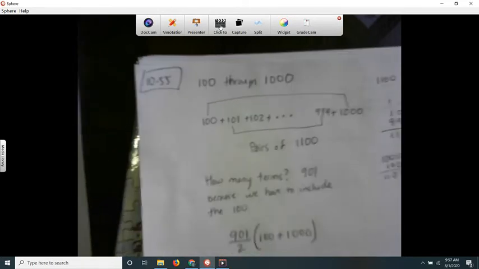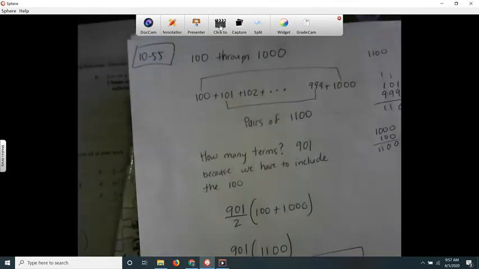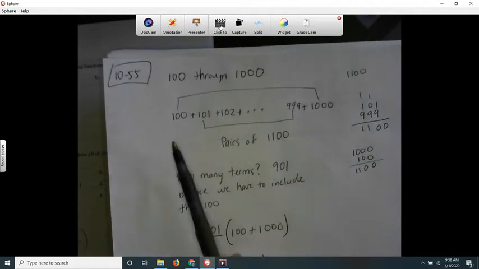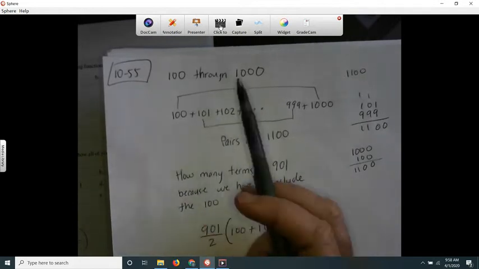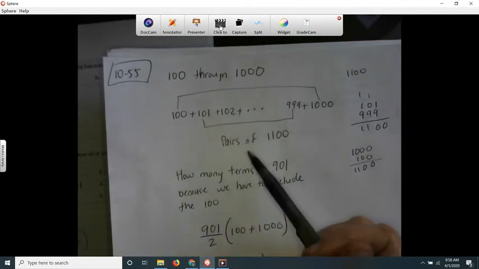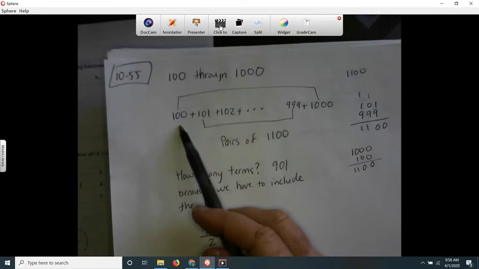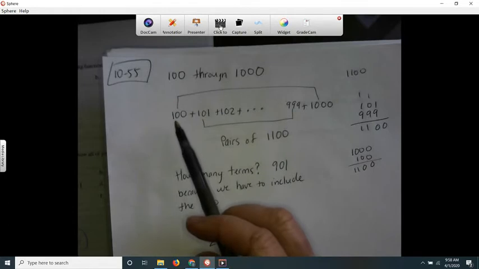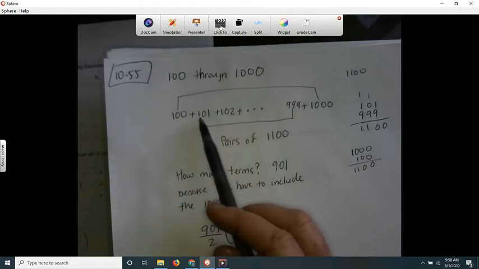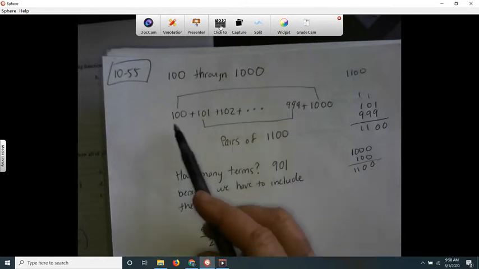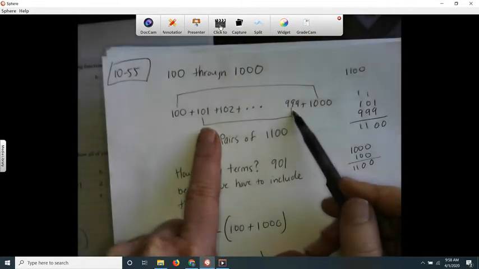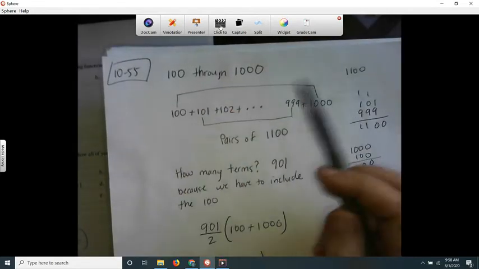So I wrote it down here. What I like to do is, I know that if it's going up by 1, like if we're counting 1 through 1,000 or 100 through 1,000, if I list them, it'd be 100, 101, 102, 103, and so on. So this would be the first term, the second term, the third term. And I know that since this is going up by 1 every time, and this one's going down by 1 every time, when I add these pairs, I get 1,100. These two are also 1,100. All of them are going to add up to 1,100.